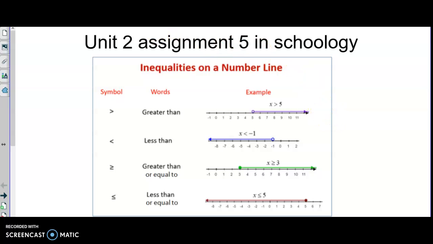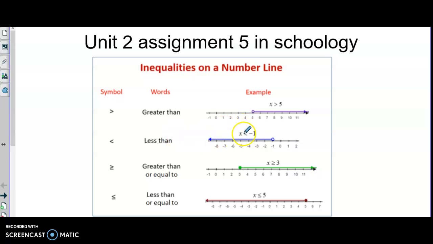That's why we graph it like that. We graph it to show that any number in that arrowed space is a solution. 4 is not a solution. And in this case, 5 is not a solution because it doesn't say greater than or equal to. It just says it has to be greater than 5. So that open circle shows that that's not a solution.